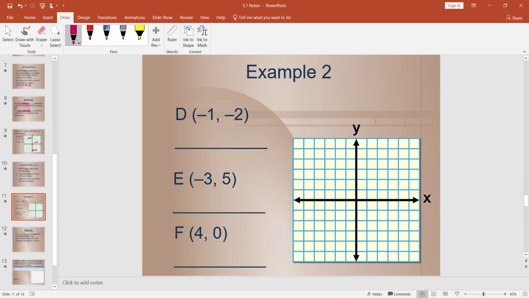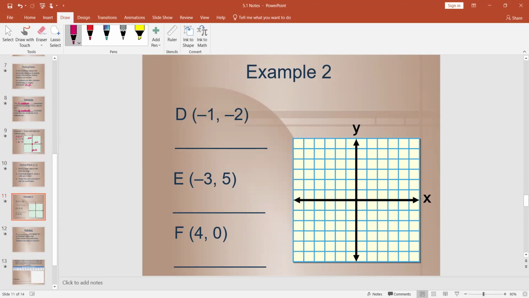All right, so example 2. In this case, we have named our points. Remember way back when, points on a number line, if they've got a label, it's a capital letter. In this case, we have D, E, and F. So that's what we're going to put when we have to label our point. And for this example as well, we need to state which quadrant it falls into.